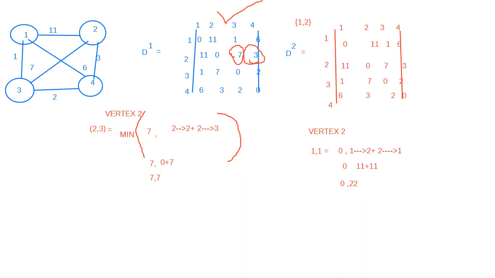Mohit, is it clear to you? Yes, Mohit, is it clear? Okay, if it is clear, now solve for D3. And rest of the students also, you solve for D3 now.